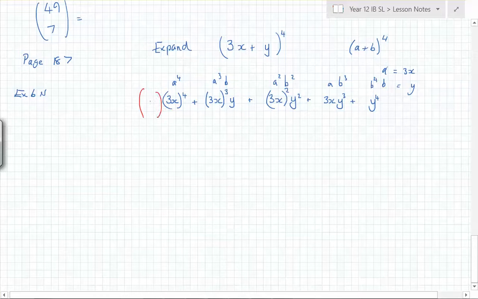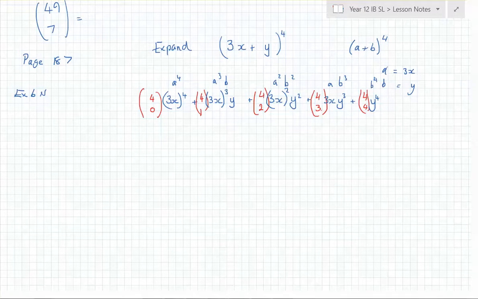So in front of here will be 4C0, which is always 1. In front of here will be 4C4, which is always 1. And then here it will be 4C1, 4C2, 4C3, and so on. How do I finish this question off? By working out what 4C1 is, what 4C2 is, what 4C3 is, and so on.